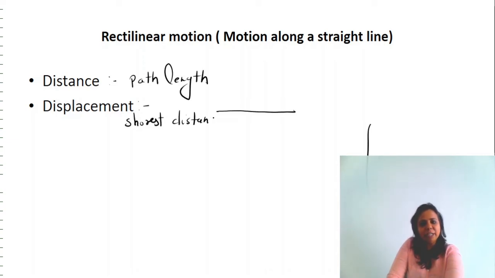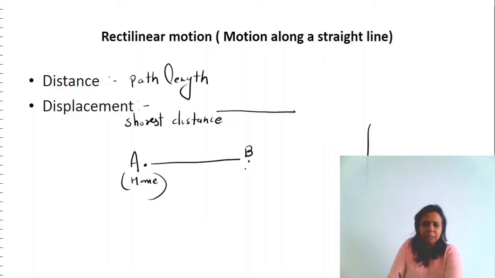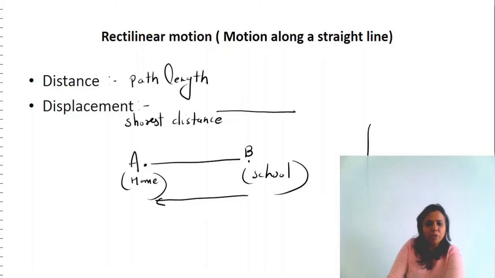Now guys, we will take an example. Say you are at point A, your home. Now you are moving to point B, that is your school. Then you are moving from B to C, again moving. What I mean to say is, first you will move from home to school, and then you will move from school back to your home. A to B, home to school, the distance is 5 kilometers. If you go from home to school, you cover 5 kilometers, and then you come from school to your home, and again you cover 5 kilometers.